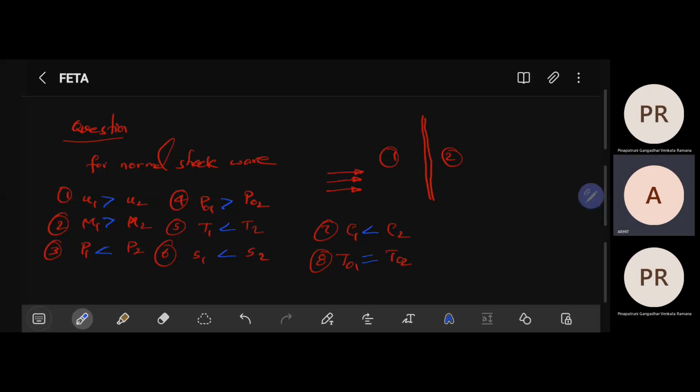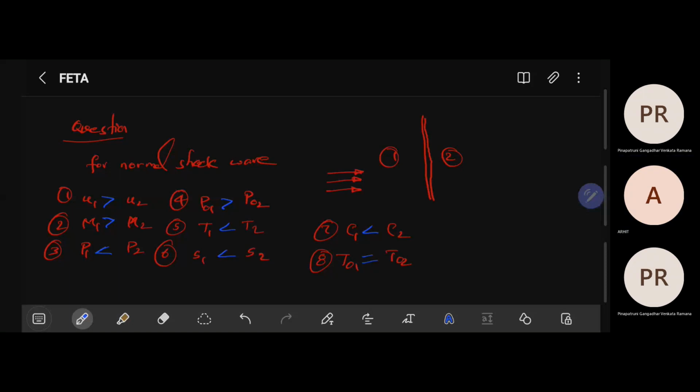Something should be there to take this energy, right? So energy is constant. If energy is constant, your stagnation temperature will be equal. So T01 equals T02. That is fine. Okay, what next?